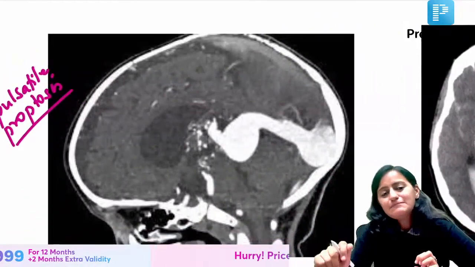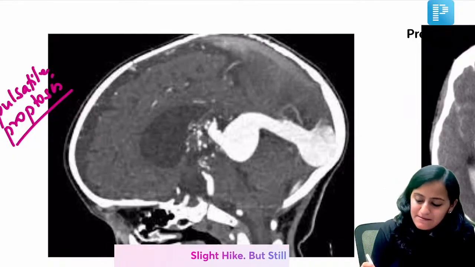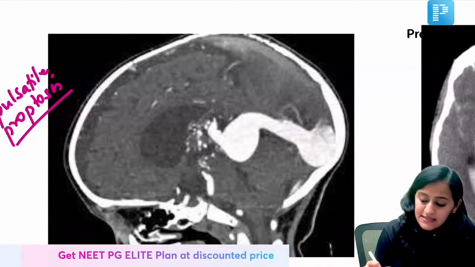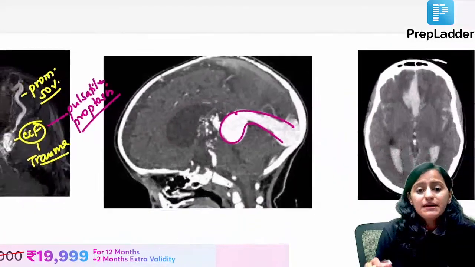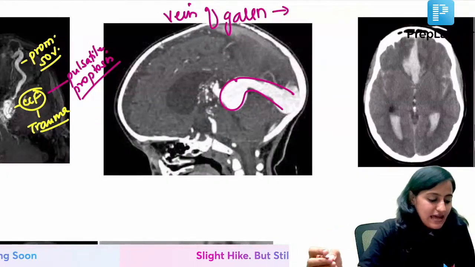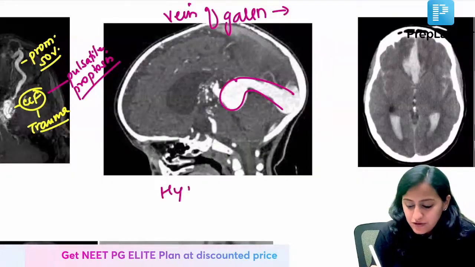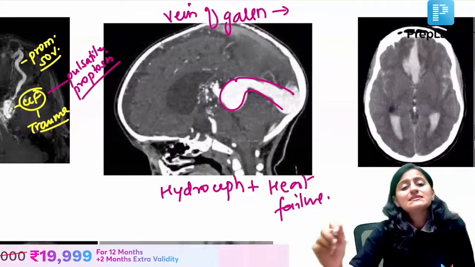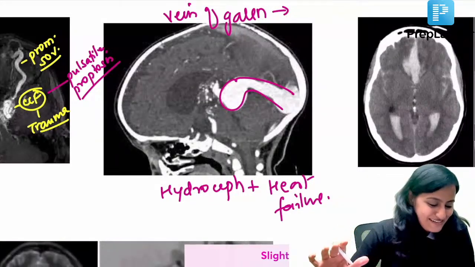Next one, right? Again a NEET PG exam question. What is this? Thank you, Sanket. Classically when you see in this position a prominent vessel here draining into the straight sinus, coming below the corpus callosum and draining into the straight sinus, this is the classical image of vein of Galen malformation, which is again an AV fistula, right? The classical history will be a newborn, a neonate with hydrocephalus, plus there is heart failure. Okay, hydrocephalus plus heart failure in a neonate is classical of vein of Galen malformation. Okay, vein of Galen malformation.